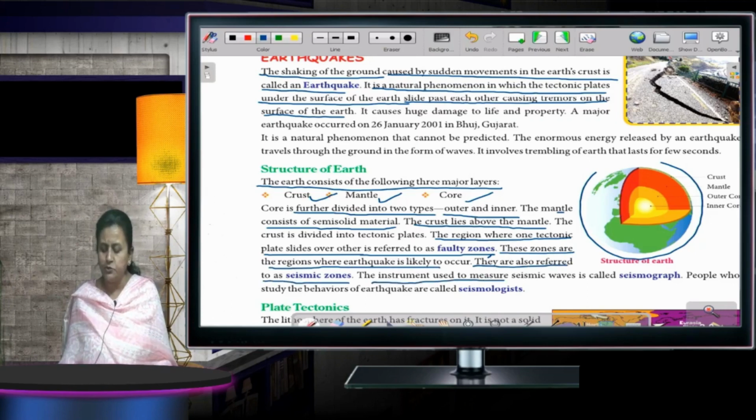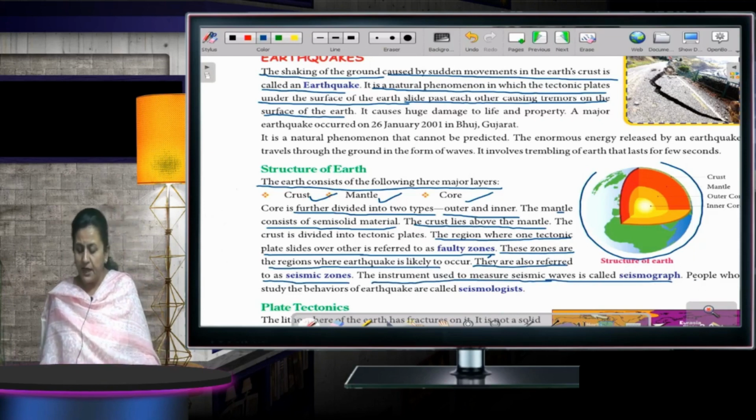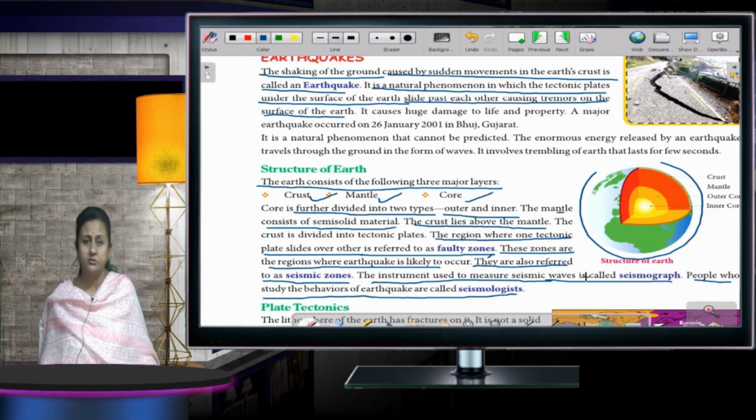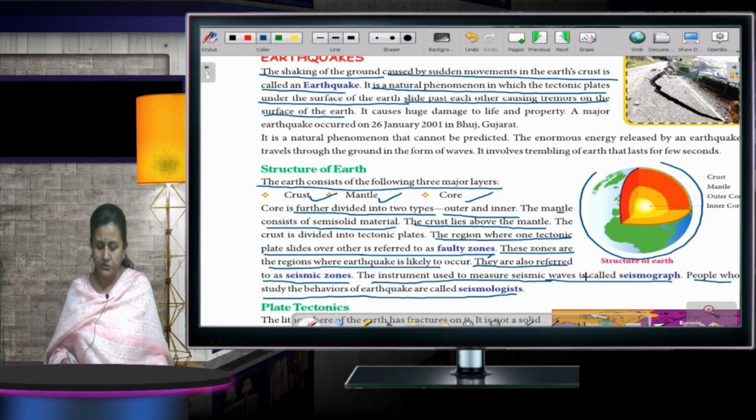And the instrument used to measure seismic waves is called a seismograph. Fine? And people who study the behavior of earthquakes are called seismologists. Okay? Seismologists. Okay, fine, children.